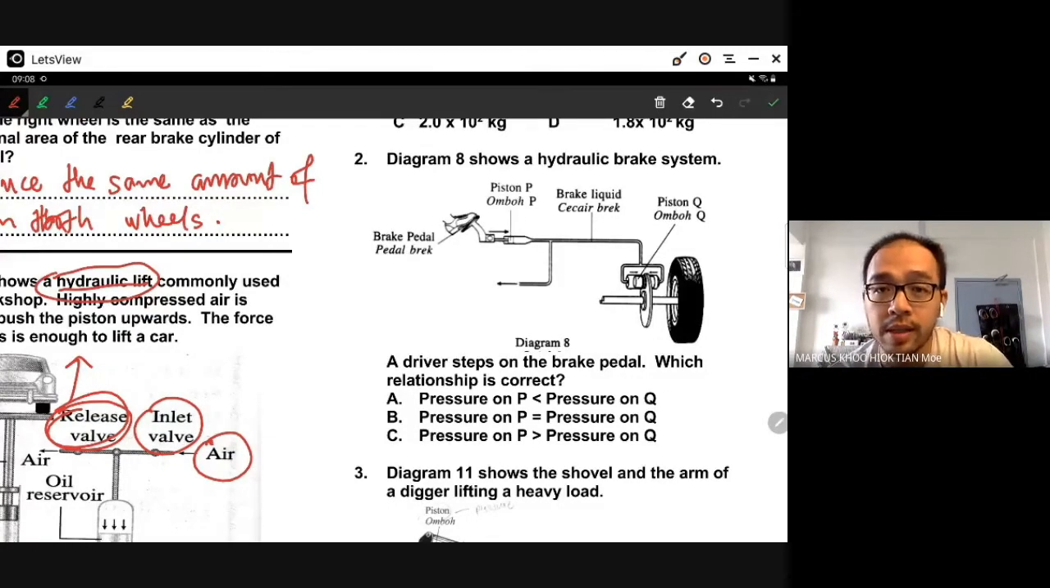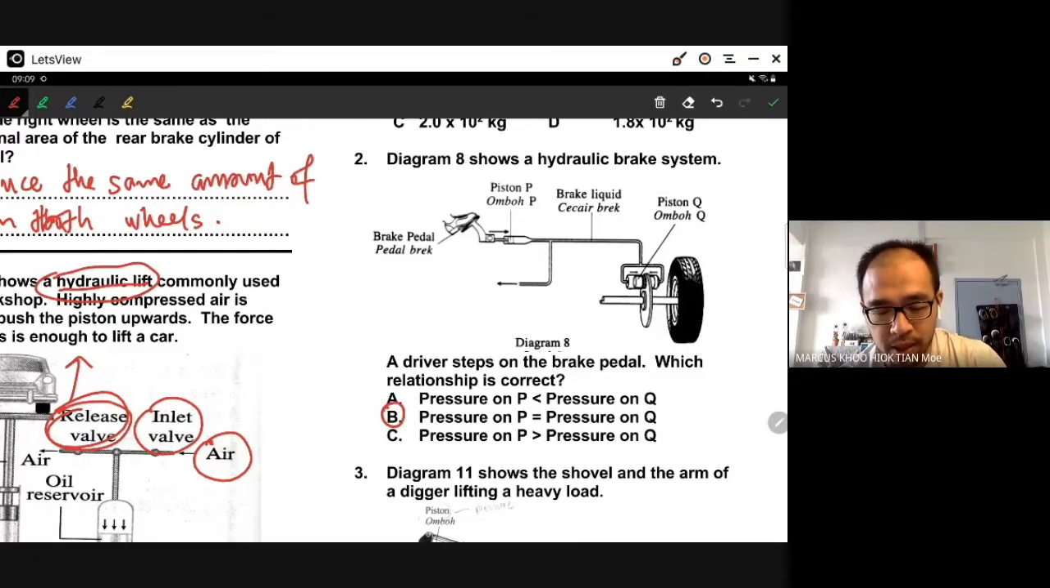What do the rest think? Do you think Iqbal's answer is correct? Let's ask the rest of the judges. Okay, I see some judges shaking their head. So, what do the other judges think? Is it A? If it's not A, then what do you think the answer is? Okay, the answer will be B.